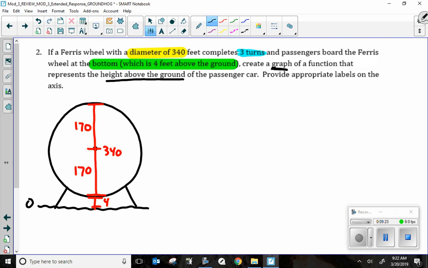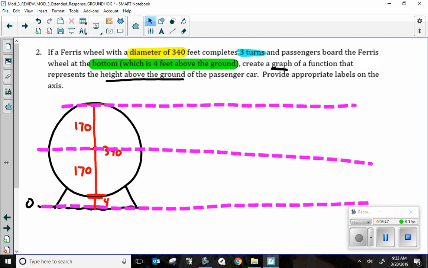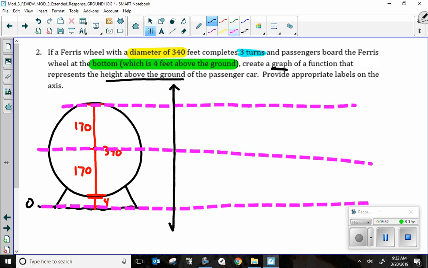So what I'm going to do is this. I am going to once again say, purple. Here's the ground. I'll do all these in purple. Here's my 0. Boom. Here's my midline. Boom. And here's my max point. The cart isn't going to go any higher than the top of the Ferris wheel. I hope you know that. So let's draw an axis right on here. There's my y-axis. There's my x-axis.